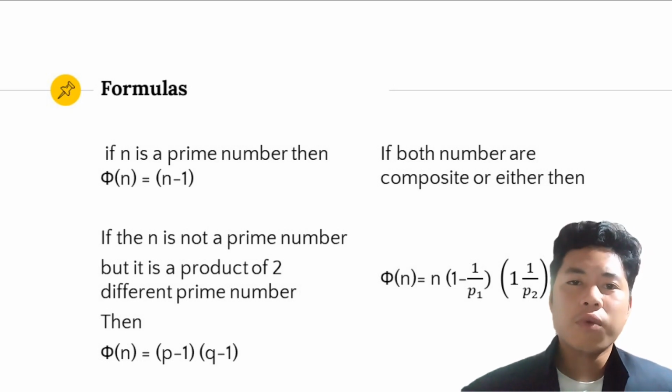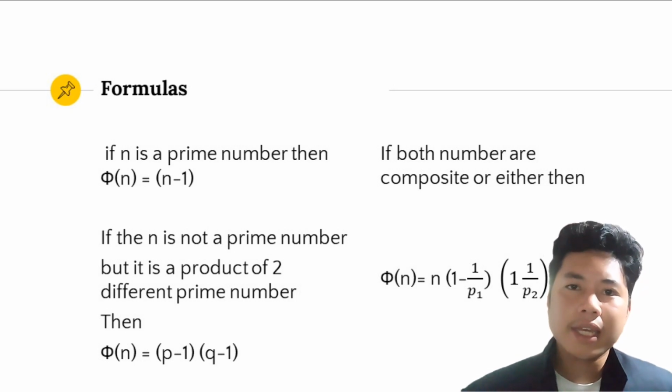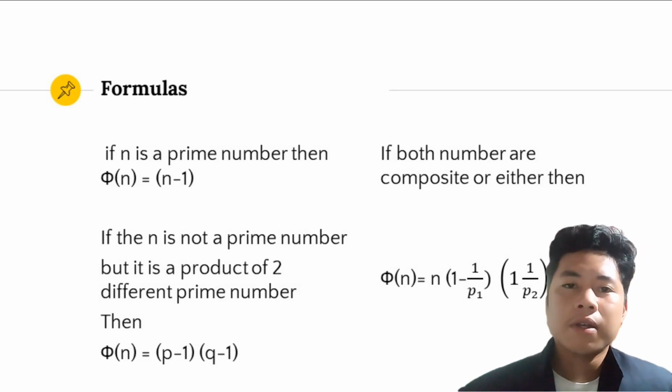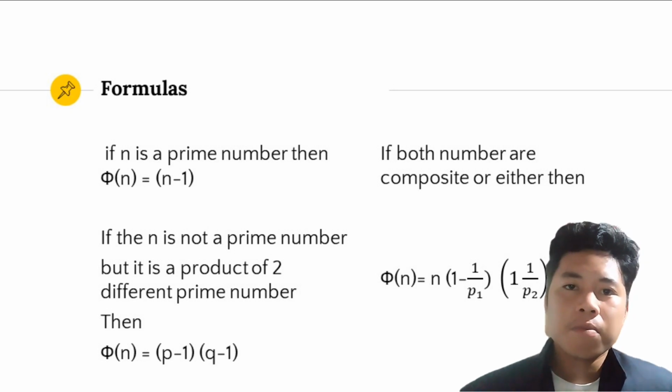The third equation is, if the numbers are composite, then phi of n is equal to n multiplied by 1 minus 1 over p sub 1, multiplied by 1 minus 1 over p sub 2, and so on.